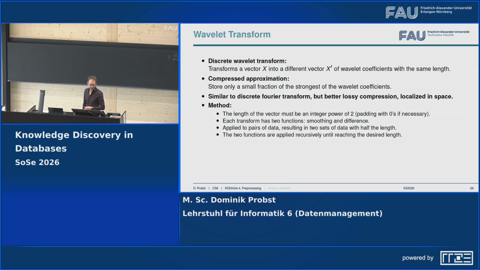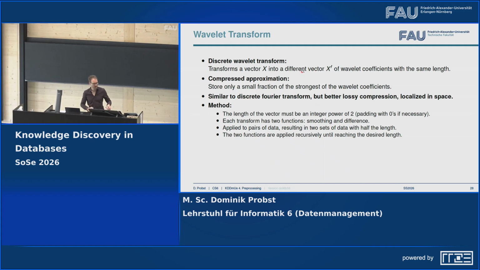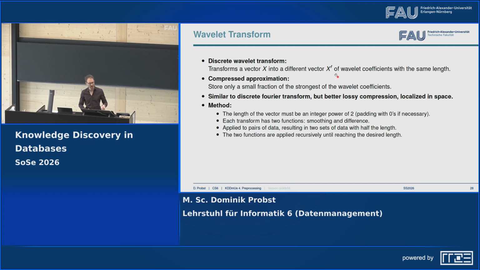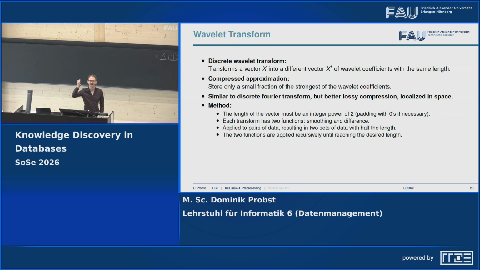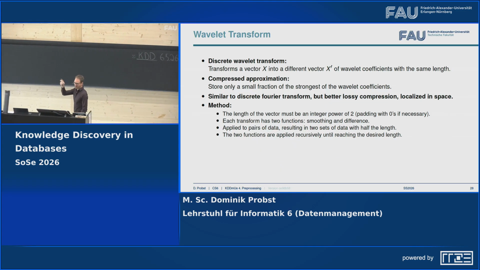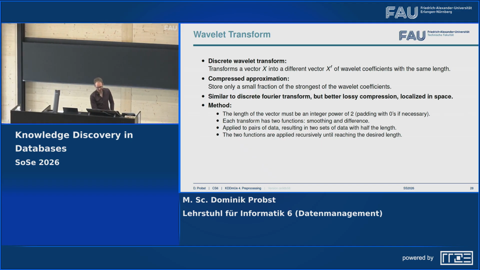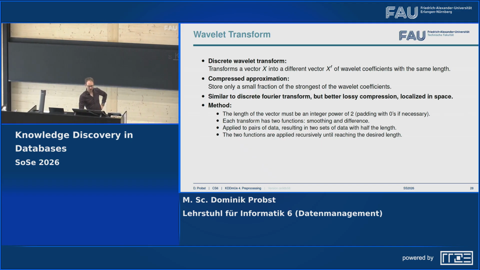In the discrete wavelet transform, we are transforming a vector x into a different vector, x stripe. I'm not sure if that's the correct name, but I'm using x stripe. It is a vector of wavelet coefficients with the same length. So we are trying to reduce the number of dimensions we have.